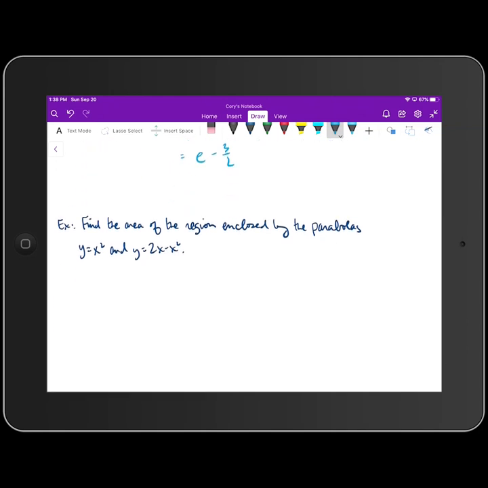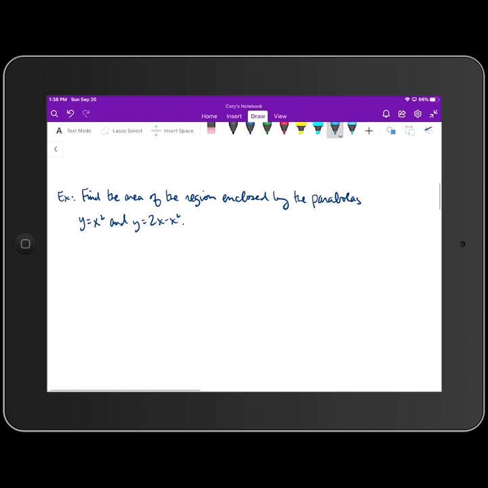Okay, so the next example says to find the area of the region enclosed by the parabolas y equals x squared and y equals 2x minus x squared. So if we draw a graphical representation here, the function y equals x squared is going to look like this.